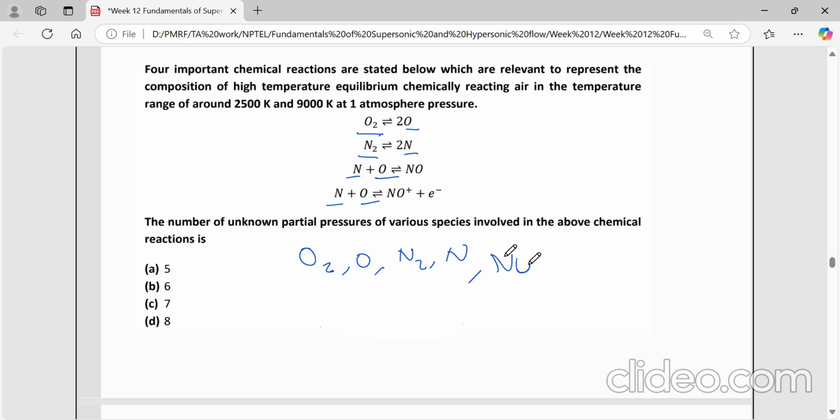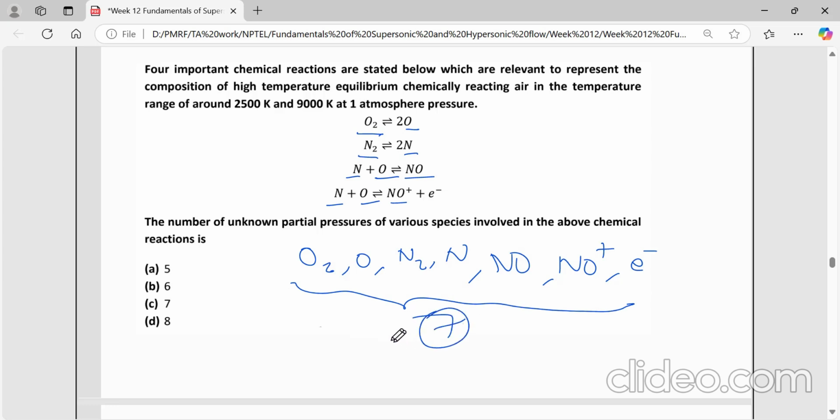Fifth is the NO, sixth is the NO plus, and seventh is the E minus. So the total species present in the chemical reaction is 7. And each species will have its own corresponding partial pressure, which will be PO2, PO, PN2, PN, PNO, PNO plus, and PE minus.